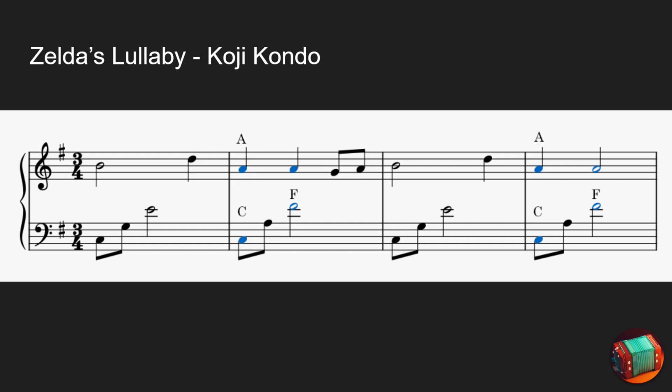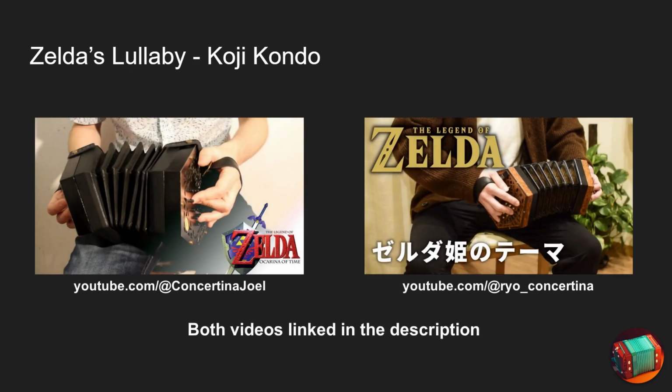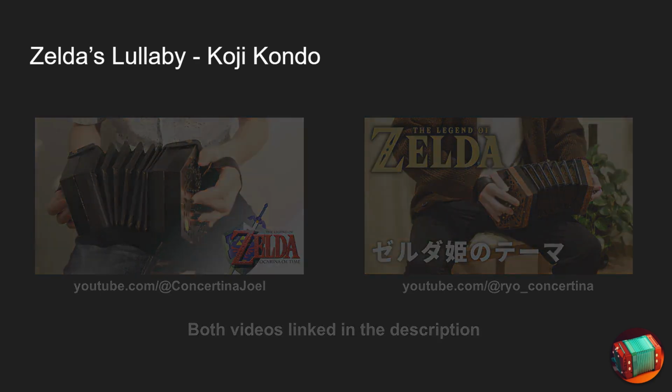Does that mean that all hope is lost and this song isn't playable? Not at all, and I would like to play this intro section from two different arrangements of the song from two fantastic players here on YouTube, Concertina Joel and Rio Concertina.